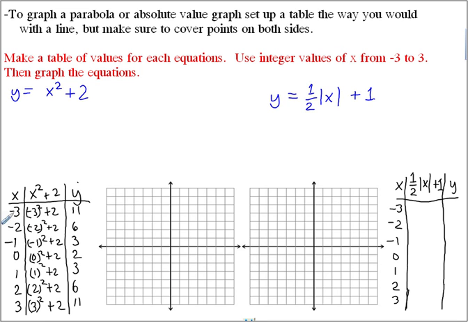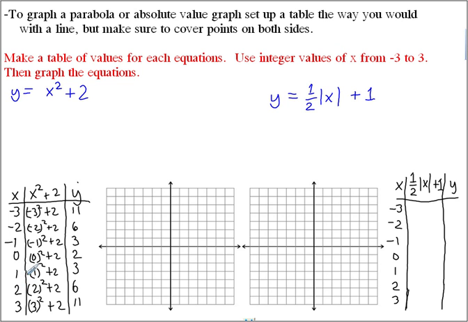I just plugged in -3 for x, and then that's squared. So that's going to be -3 times -3 is 9, plus 2 is 11. -2 times -2 is 4, plus 2 is 6. -1 times -1 is 1, plus 2 is 3, and 0 times 0 plus 2 is 2. And then the interesting thing is how it flips over and does the same thing.